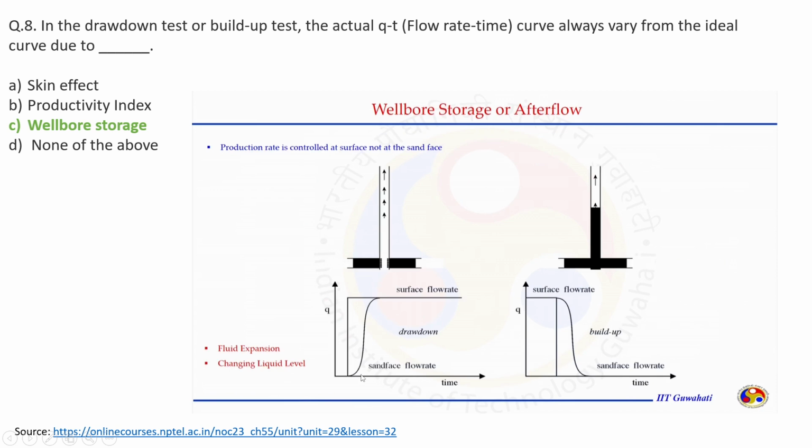Okay, so here you can see, if it was ideal, then the flow rate would be changing abruptly. But as there is some stored fluid inside the wellbore, the flow rate changes a little slowly with time and by a little lag. So this is the ideal one and this is the real one.